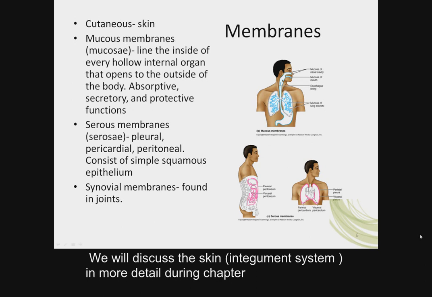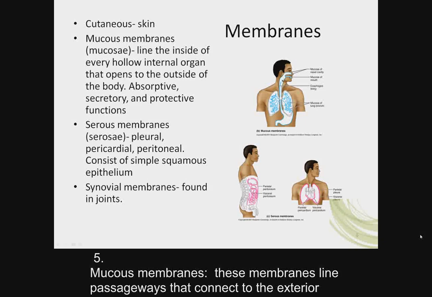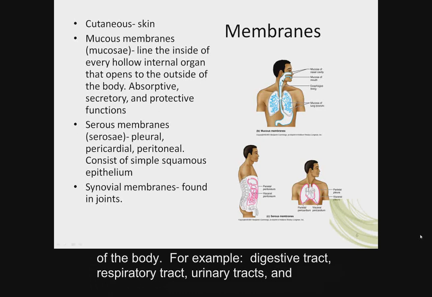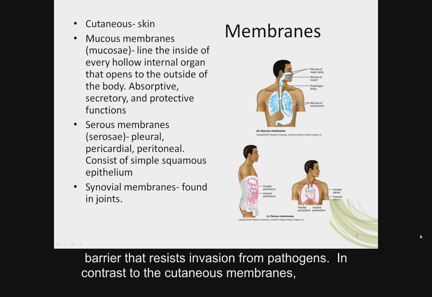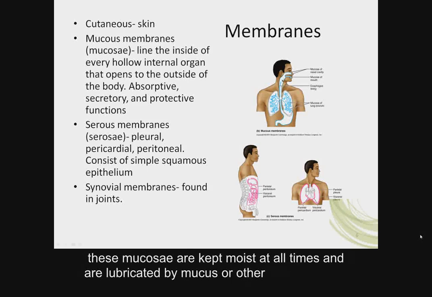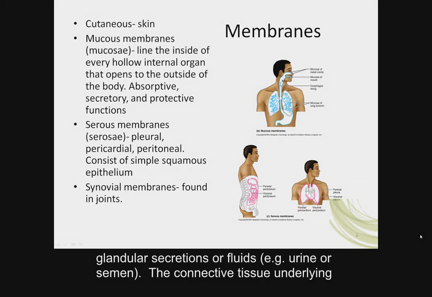2. Mucous membranes. These membranes line passageways that connect to the exterior of the body. For example, the digestive tract, respiratory tract, urinary tract, and reproductive tract. Mucous membranes, or mucosae, which is plural, singular is mucosa, form a barrier that resists invasion from pathogens. In contrast to the cutaneous membranes, these mucosae are kept moist at all times and are lubricated by mucus or other glandular secretions or fluids, for example, urine or semen.